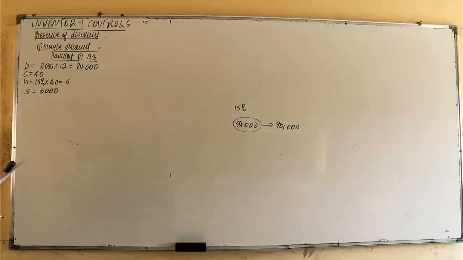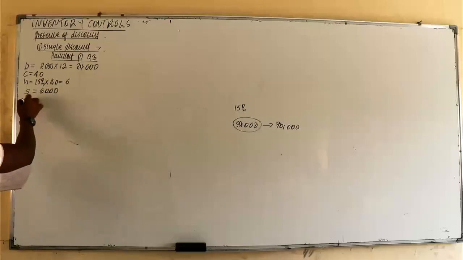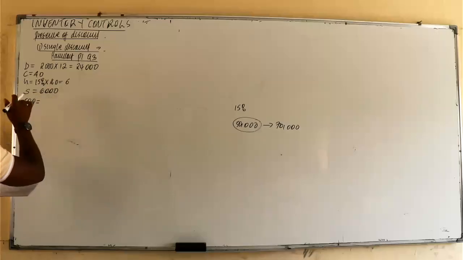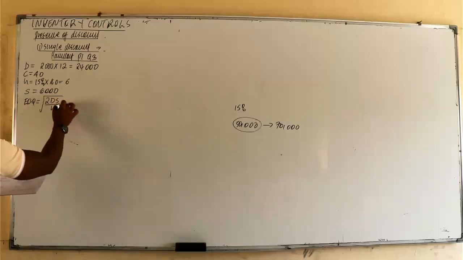In this case, we are given the discount. So first of all, you need to determine whether you should accept or reject the discount. And how do you determine that? First of all, determine the total cost with no discount. But first of all, let's get the EOQ. The current EOQ is the square root of 2DS over H.